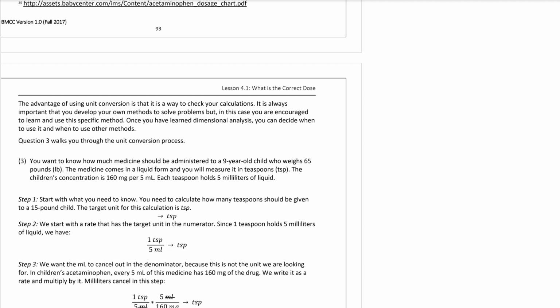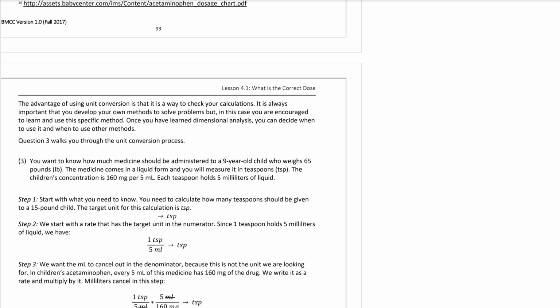It is always important that you develop your own methods to solve a problem, but in this case, you're encouraged to learn that particular method. Once you have learned dimensional analysis, you can decide when to use it and when to use other methods. All right, so the next question will walk you through the unit conversion process.